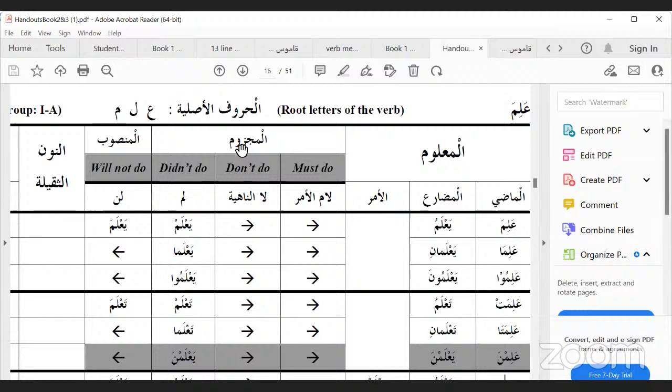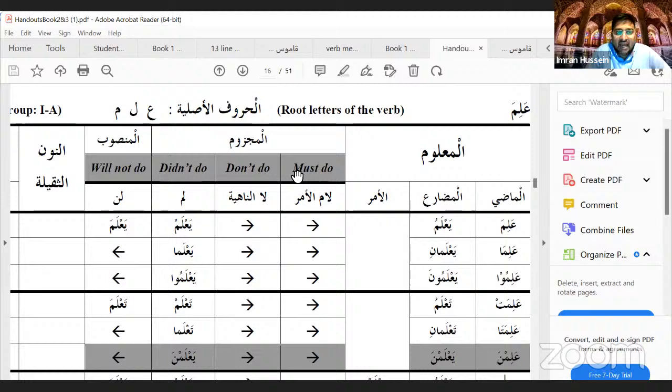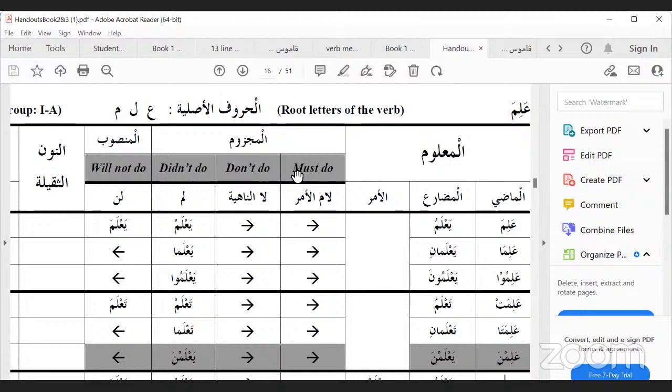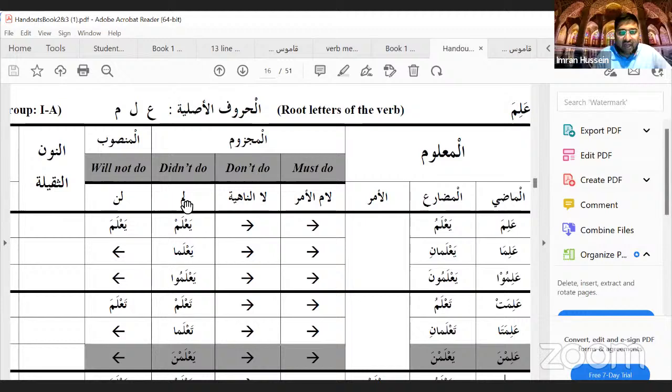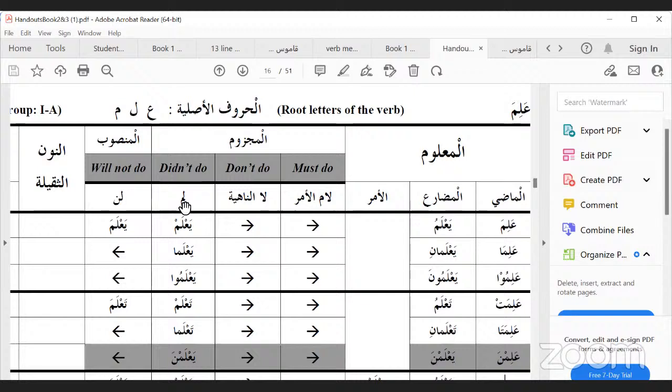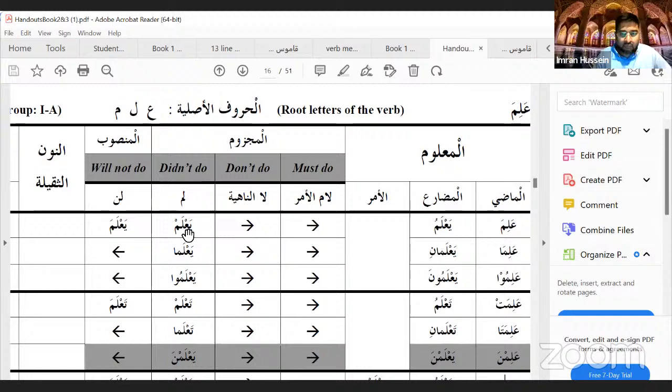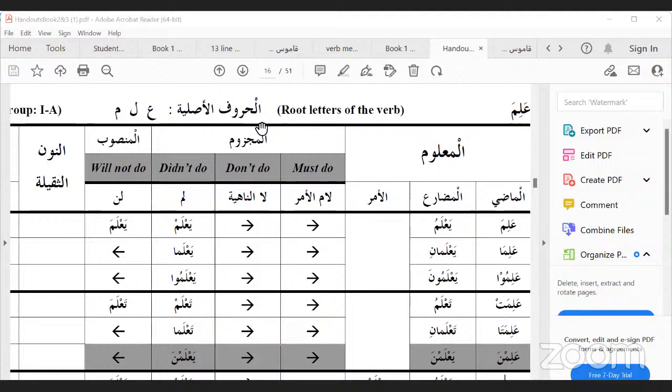Majzum, or jazm. Jazm is a sign when the last letter of the present tense takes a sukoon. So the word lam will come in front of the present tense and make the present tense end with a sukoon. So ya'lamu will become lam ya'lam. It means that he did not know. Lam ya'lam, he did not know. Sabiha, is that clear? Samina, is that clear for you as well?